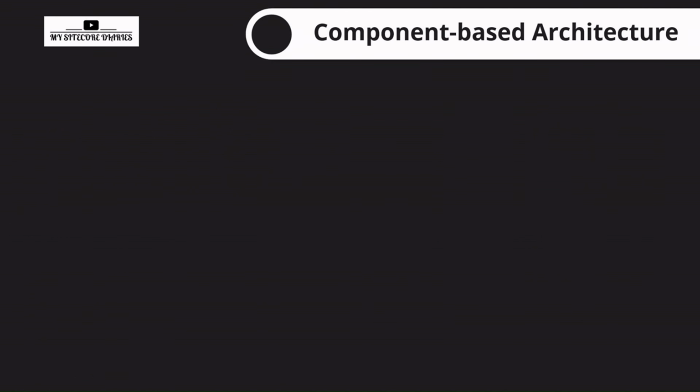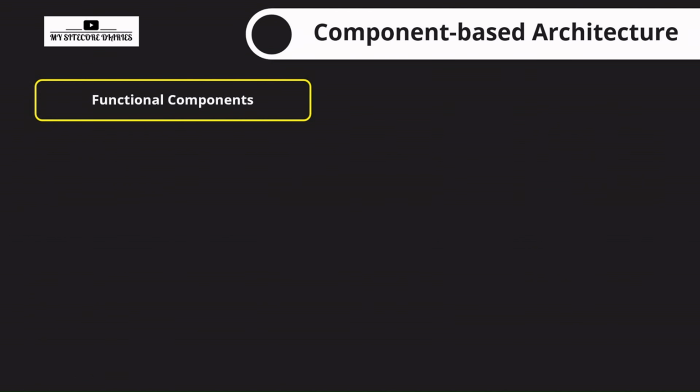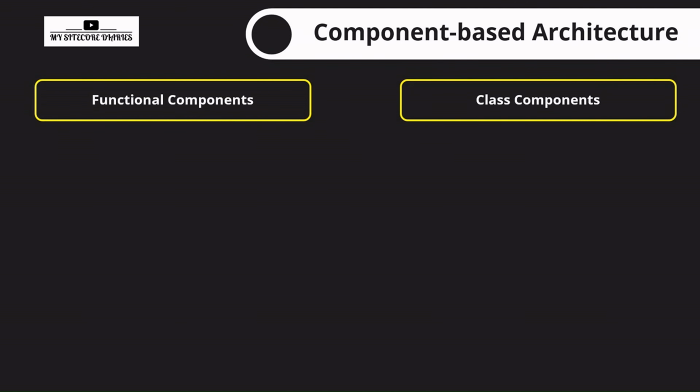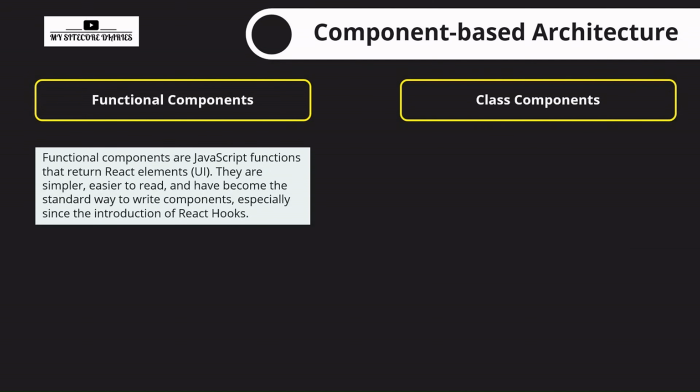So in React, there are two main types of component. First is the functional component and second is the class component. So let's talk about functional components first. Functional components are JavaScript functions that return React elements, and they are often called stateless components because they don't manage their own state using the this keyword. They utilize React hooks for state and lifecycle management, and they are simpler, easier to read, and have become the standard way to write a component.